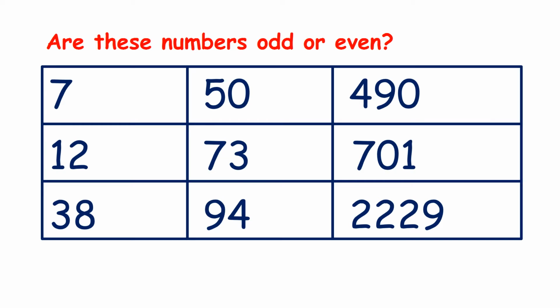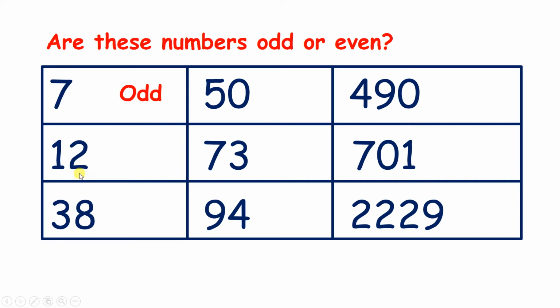So now, pause the video and see if you can tell me which of these numbers are odd and which are even. So with the number 7, we just have 7 units, and if we count up in 2s, we don't get to 7, so that's an odd number.